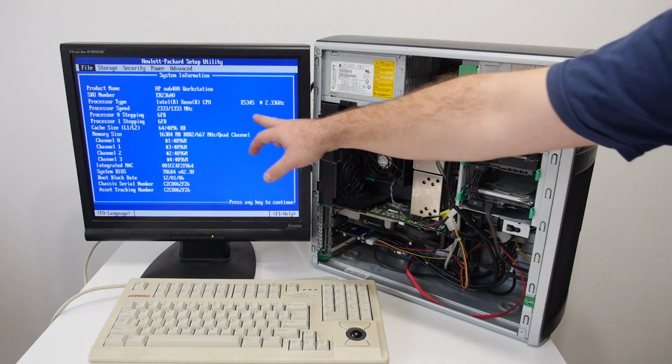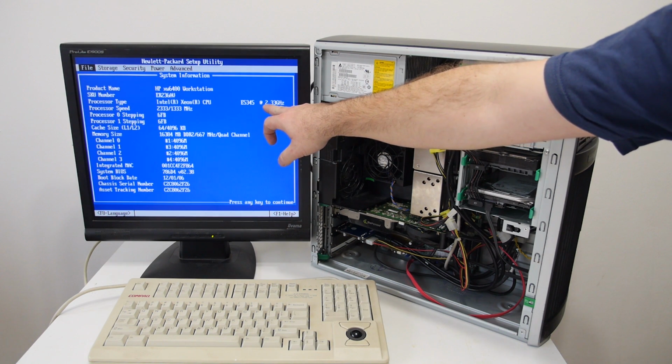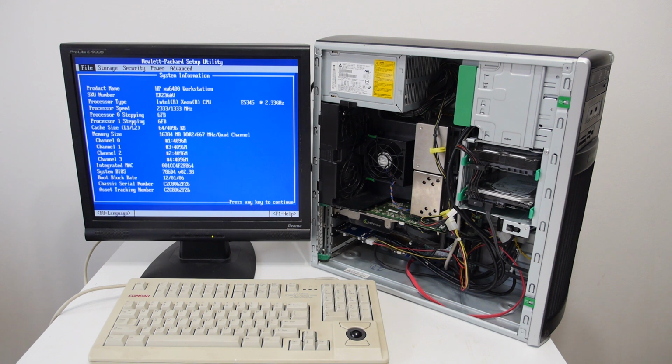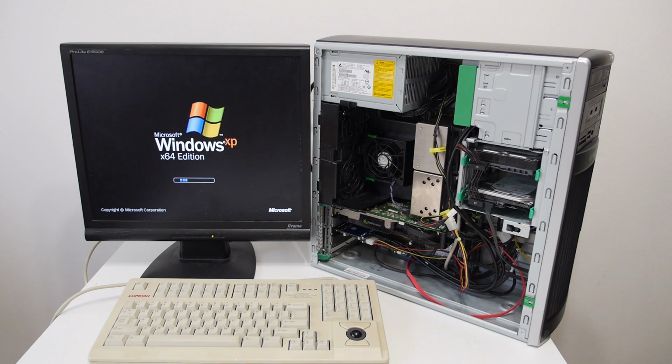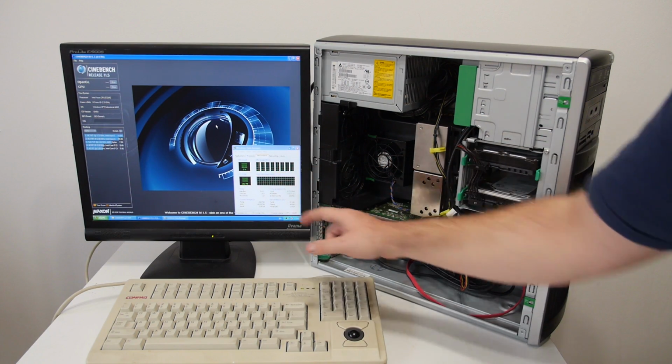Yes, the upgrade is successful. We have two E5345s installed at 2.33 GHz, and I now have a total of 8 cores in the system. So let's boot into Windows. So here we have 8 cores installed and 16 GB of memory.